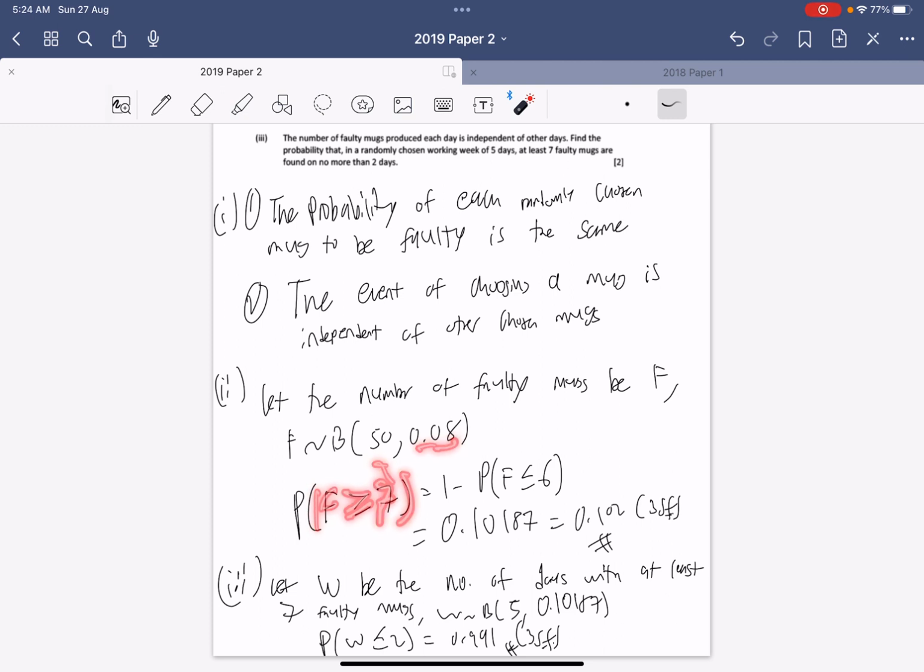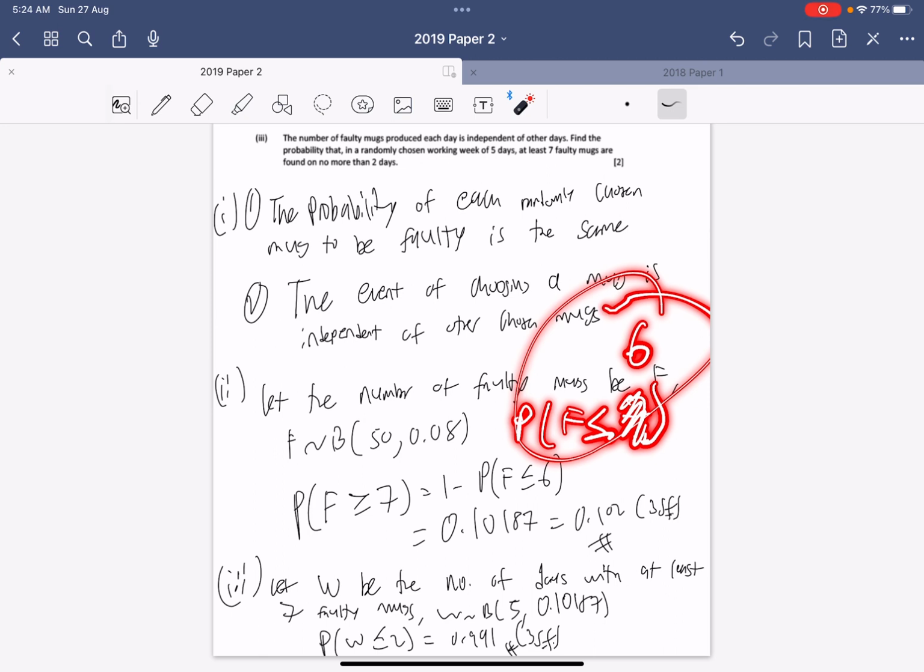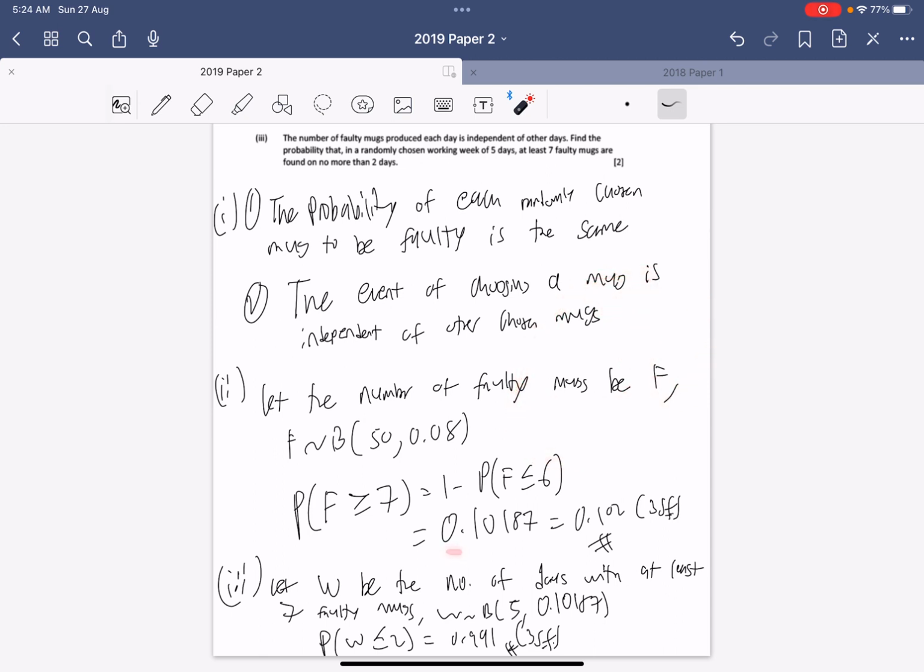So you just take the complement, so it's F less than 7, but since binomial is discrete, you can make this less than or equal to when you put 6. Then you can use GC to calculate this, and then you just do 1 minus that to get 0.10187, which is equal to 0.102 to 3 SF.